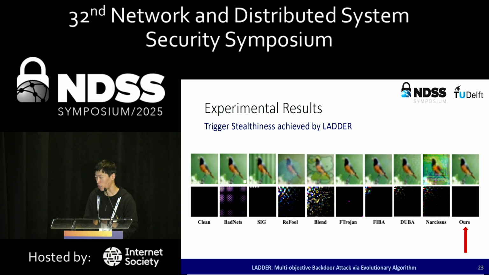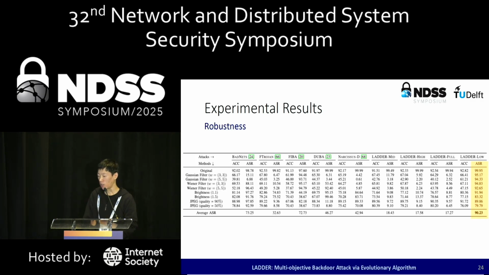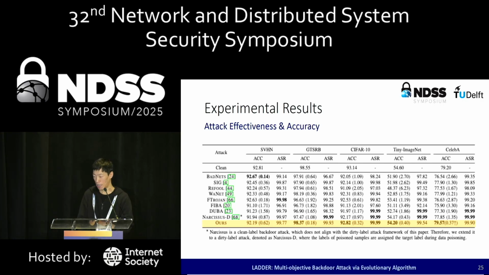We also evaluate the robustness of our method against multiple image preprocessings like Gaussian filter and linear filter, and the results suggest that our trigger design maintains a high attack success rate after the image preprocessing operations. We also evaluate the attack effectiveness and accuracy. The results show that our method achieves a satisfying attack success rate above 99% without sacrificing the benign accuracy significantly.